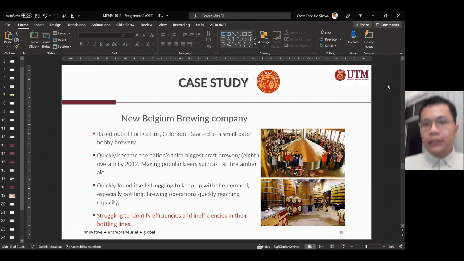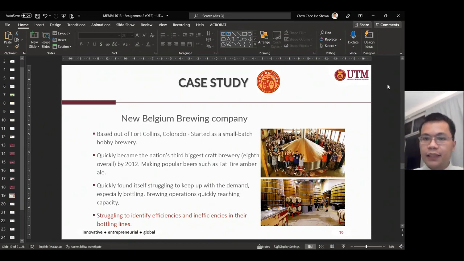Yeah, it's my turn. After we discuss the six big losses, now we are coming to the case study. The case study we're having here is the New Belgium Brewing Company. It's based in Colorado and started as a small batch hobby brewery, but it quickly became the nation's third biggest craft brewery. So the demand is going up.